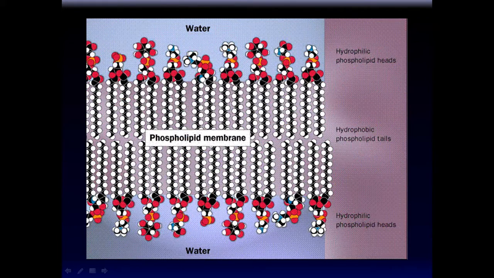This is a three-dimensional rendition of the molecules. Here again are the hydrophilic phosphate head groups, and in the middle are the two hydrophobic parts of the phospholipid membrane. And then you can see on both sides you'll see water.